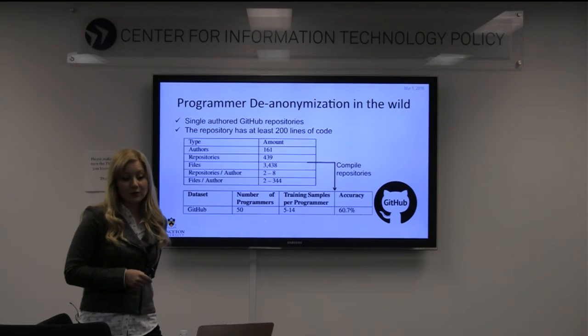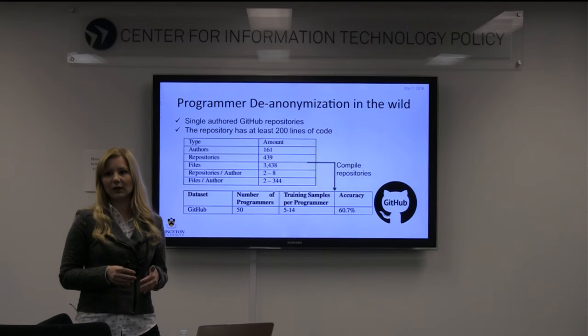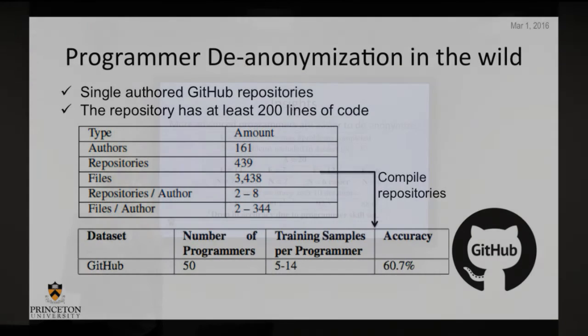And again, I would like to remind that these are noisy data sets because there is no real way of proving that the code or the produced binary definitely belongs to the GitHub contributor. So this is a promising step towards applying programmer de-anonymization in the wild. And maybe with some more improvements, it can be used in practical scenarios.